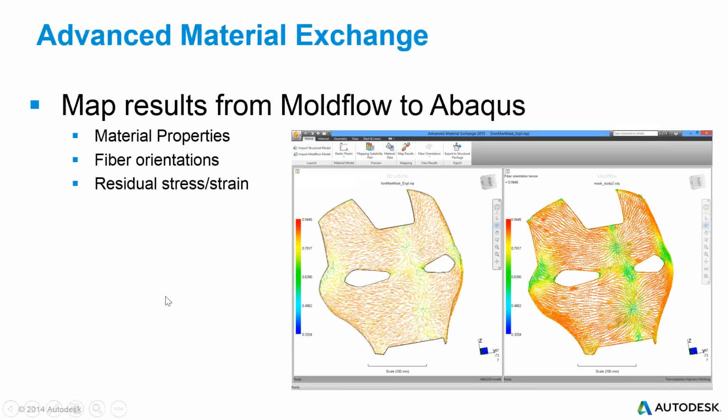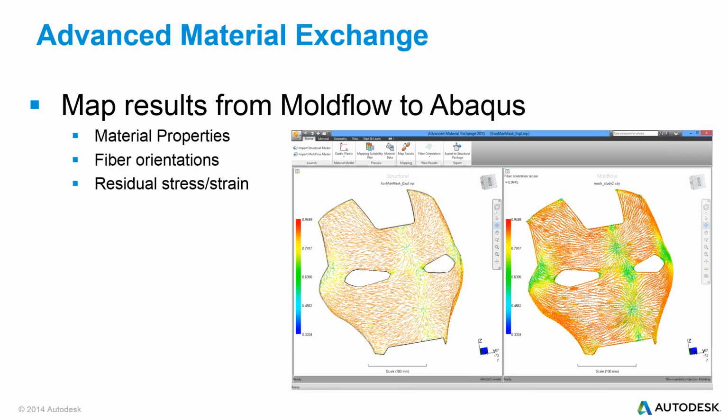So let's talk about the Advanced Material Exchange. Again, this is the new front-end utility that comes installed with Autodesk Simulation Composite Analysis for free. What it does is it maps material properties, fiber orientations, and residual stresses and strains from a Moldflow simulation to an Atticus structural simulation. You can see on the screen in the bottom right picture, we have a Moldflow simulation on the right-hand side of the screen and a structural simulation on the left-hand side of the screen.